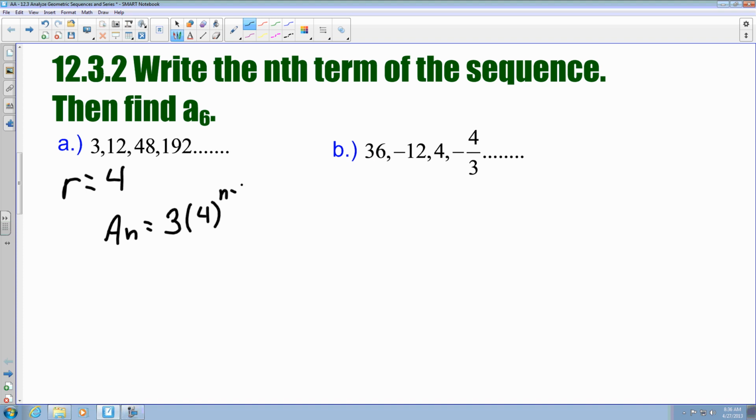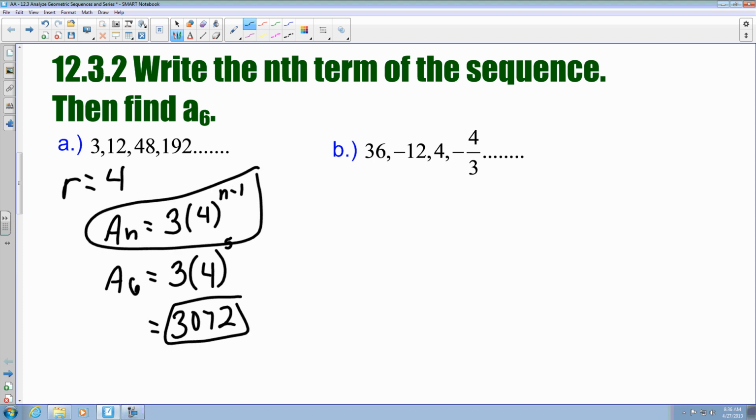Now if I'm looking for a sub 6, like they're asking for, I can say that it's going to be 3 times 4, and then it's going to be to the n minus 1 power, so that means it's going to be to the 5th power, because n is 6, so 6 minus 1 is 5. So if I go 4 to the 5th power, that gives me 1024, multiply that by 3, means a sub 6 is going to be 3072.